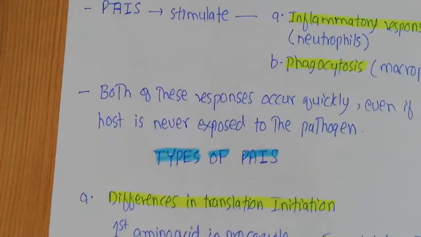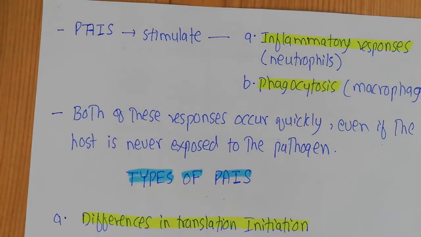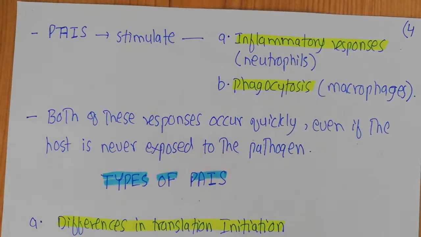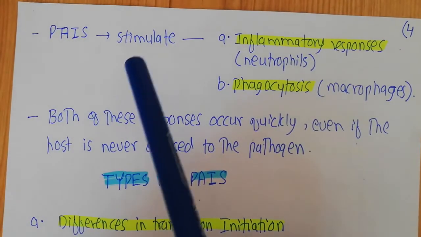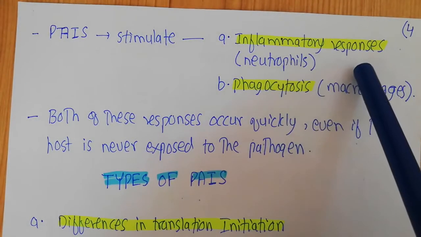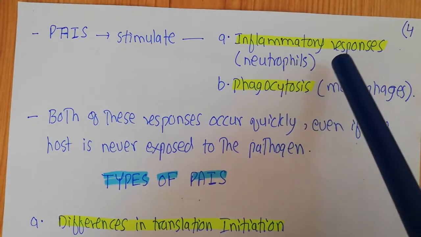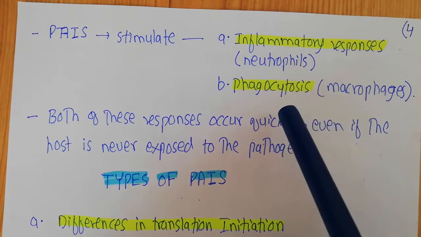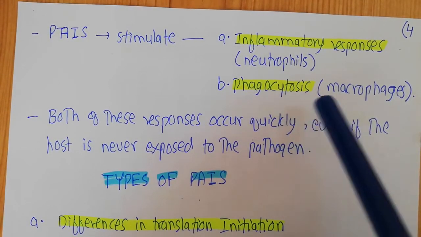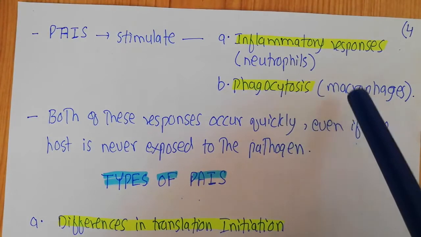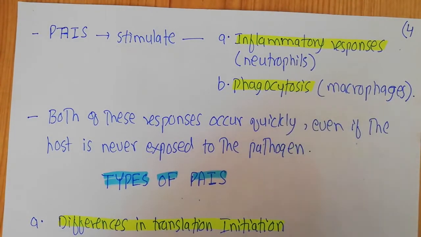Now, when you talk about these pathogen-associated immunostimulants, they are responsible for stimulating the inflammatory responses by the neutrophils, and they are also responsible for stimulating phagocytosis by the macrophages. We will discuss both of them in detail.